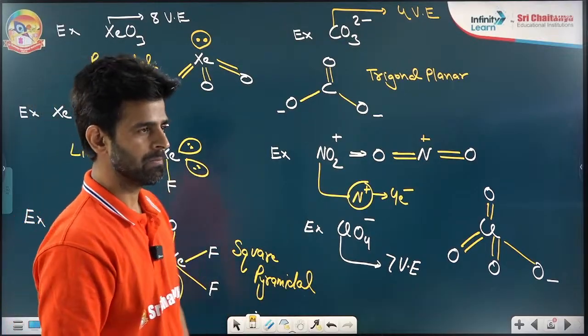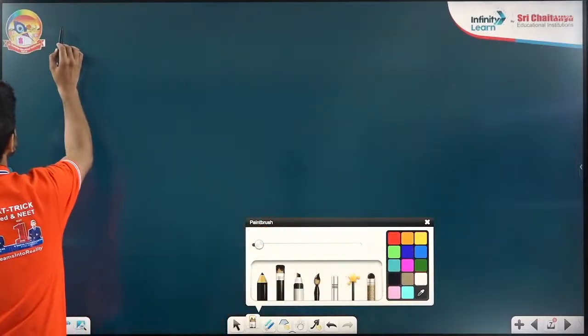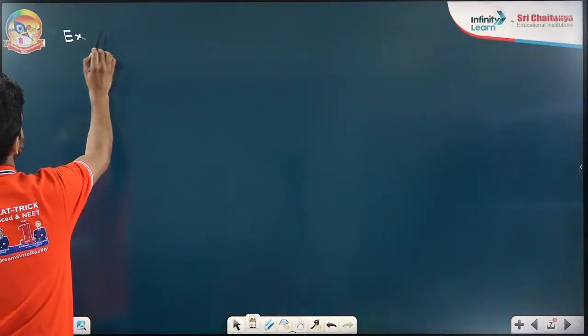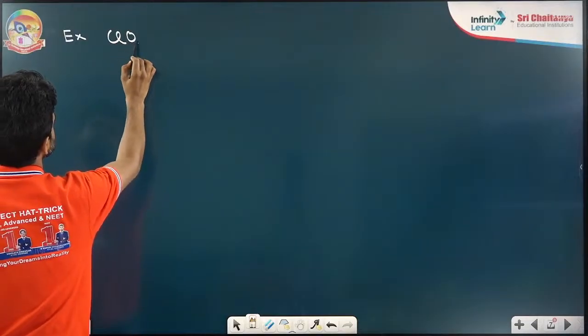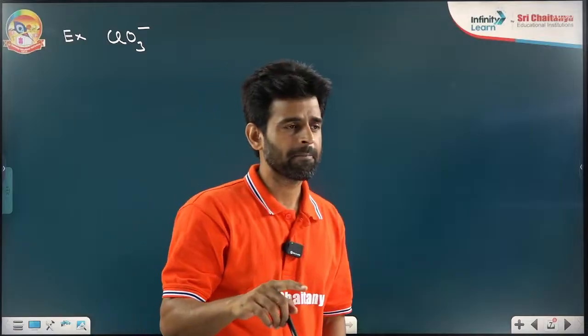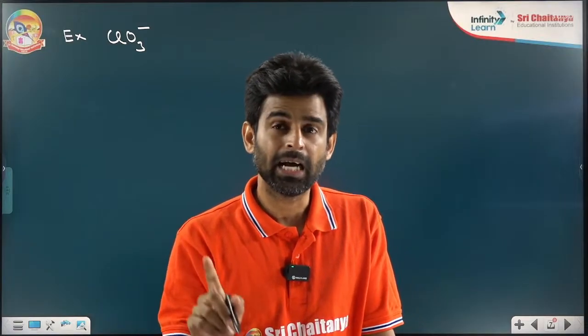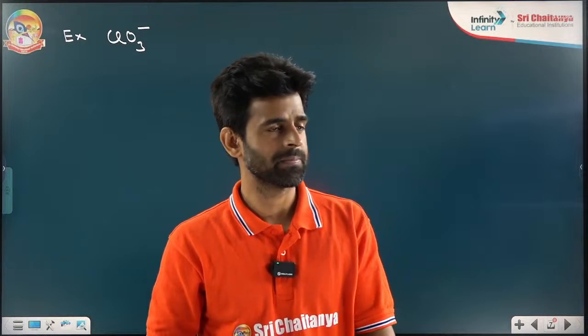Look at this. Next one is, if I am giving ClO3 minus, in this tell me how many sigma, how many pi, and how many lone pair on the chlorine atom. We are having ClO3 minus. Tell me fast.